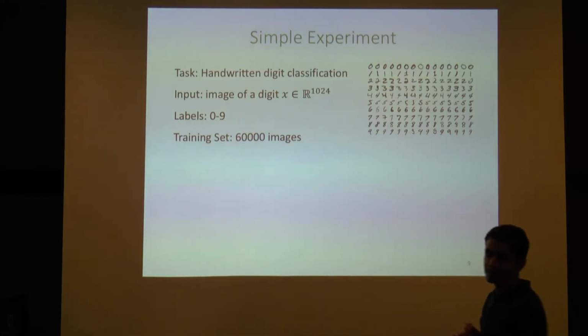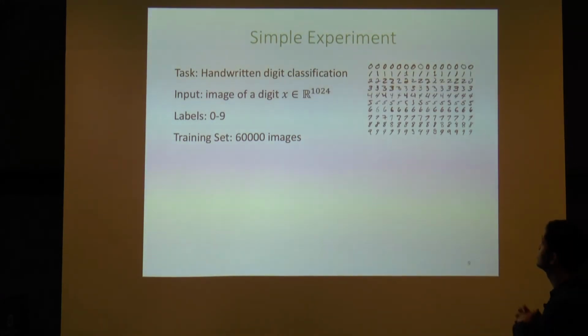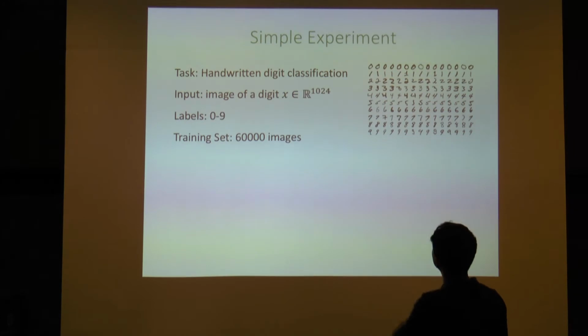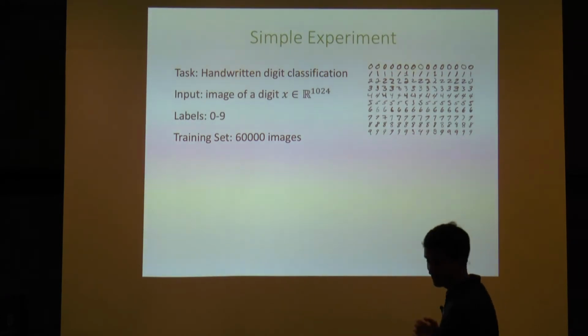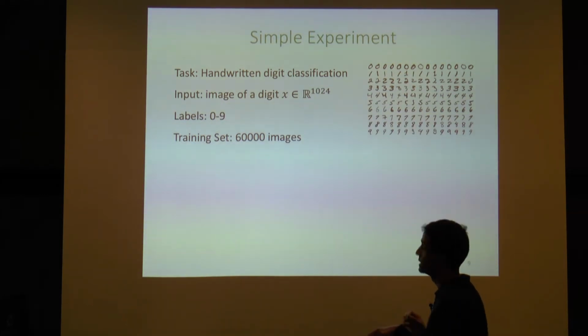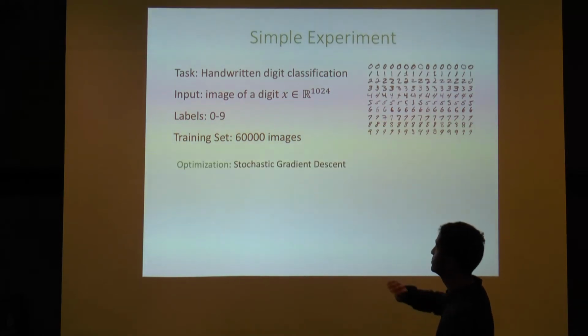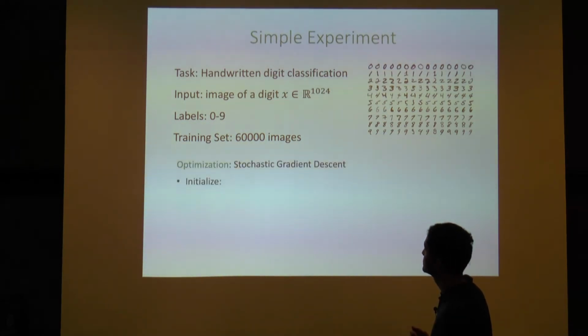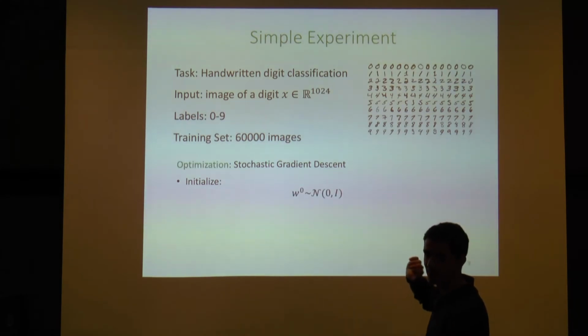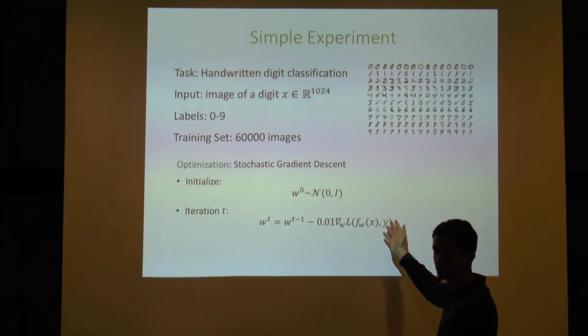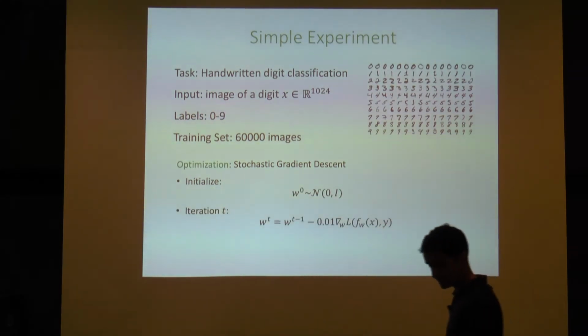So we're going to do some experiments on the MNIST dataset, which is just handwritten digit classification. We are given 60,000 images, each of them corresponding to a different digit, and we want to classify the right digit. So we use the same 2-layer network that I described to classify this. For the training process, we just use stochastic gradient descent. We initialize weights randomly from a Gaussian, and then we just optimize using gradient descent, okay?